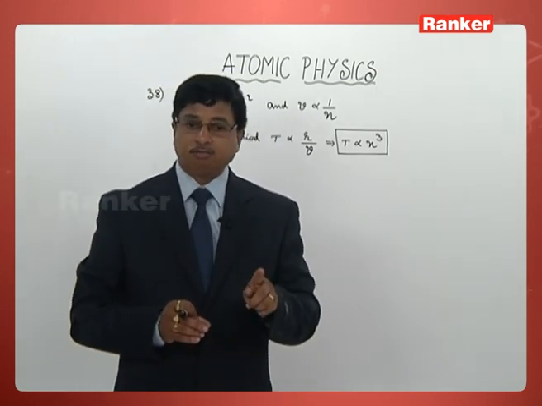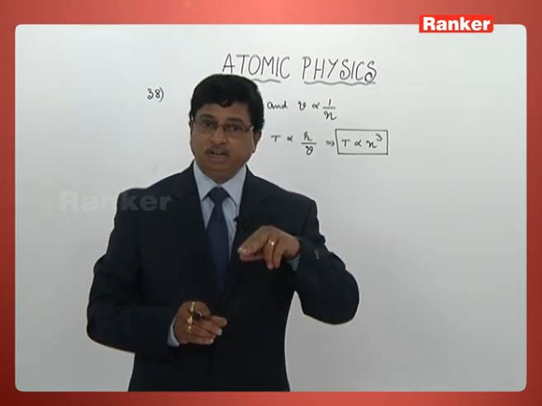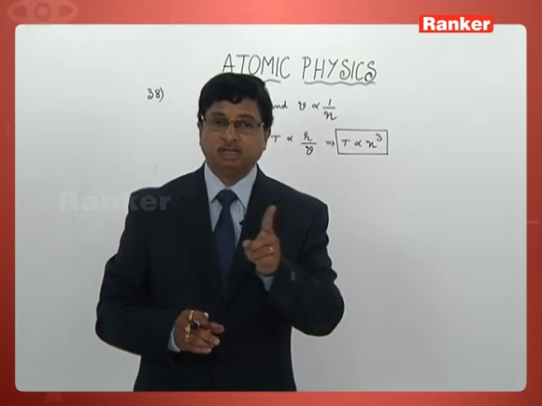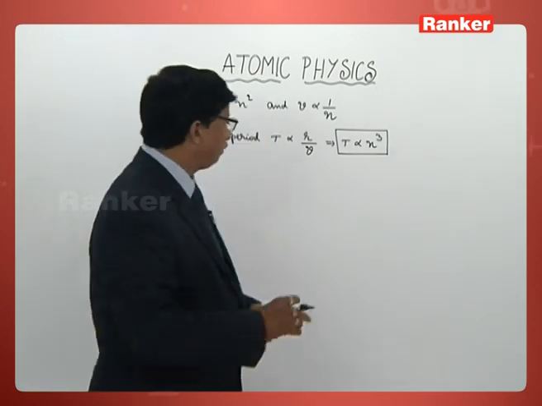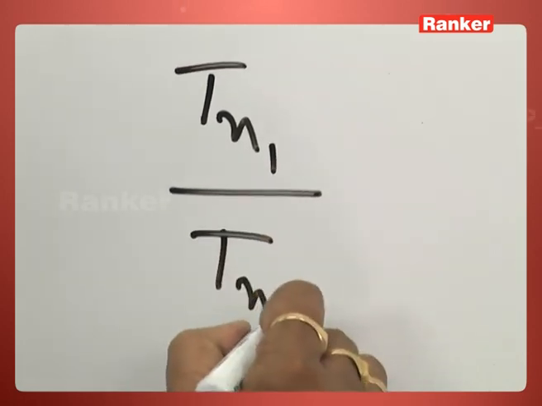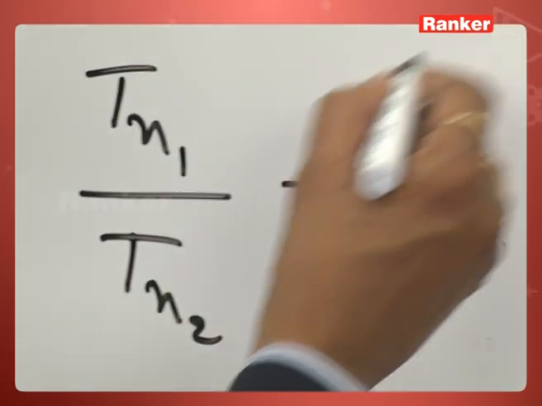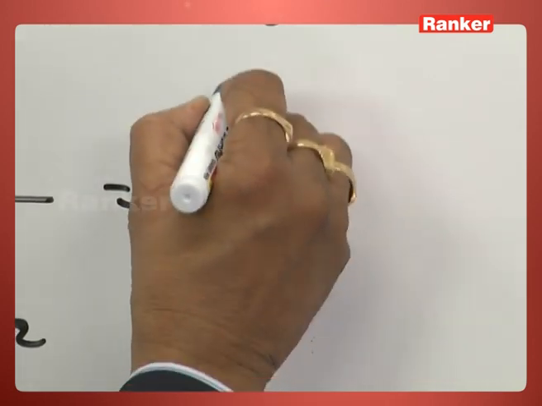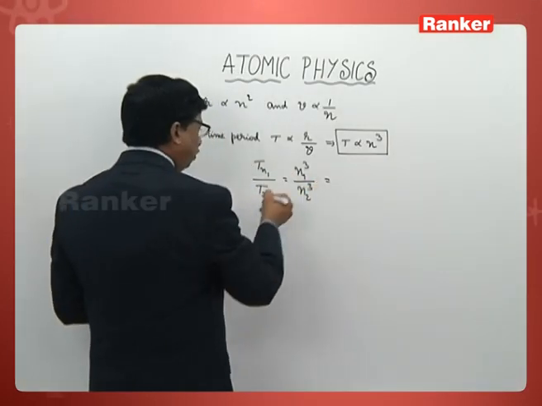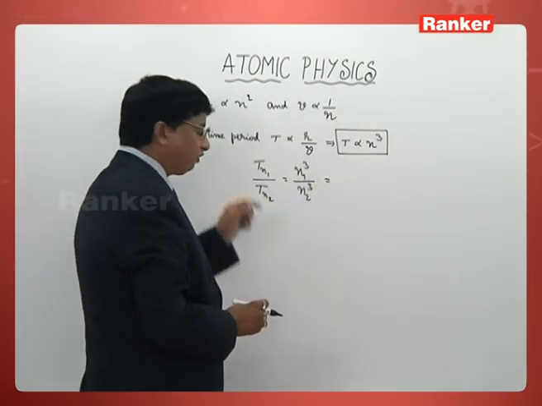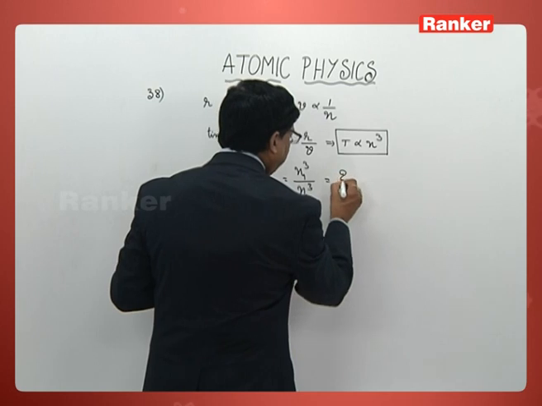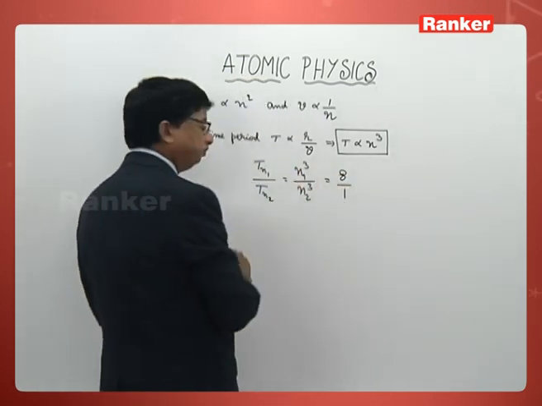Now look at what has been given in the problem. The time period of the electron in the initial state is 8 times the time period in the final state. So time period in the initial state by time period in the final state is n1 cube by n2 cube. What is the ratio he has given? Time period in the initial state is 8 times that in the final state, so you can directly write this as 8:1.